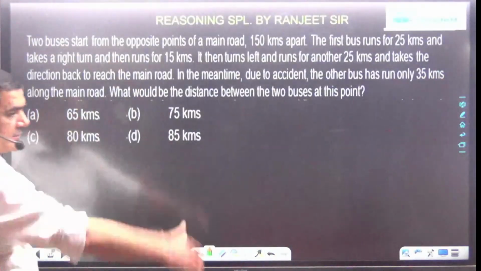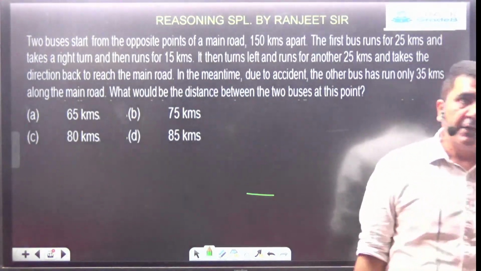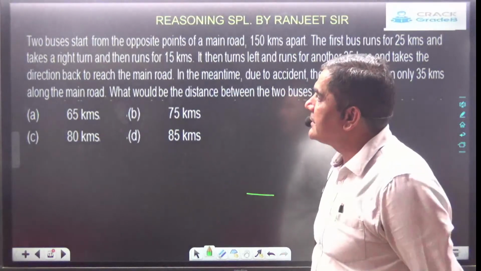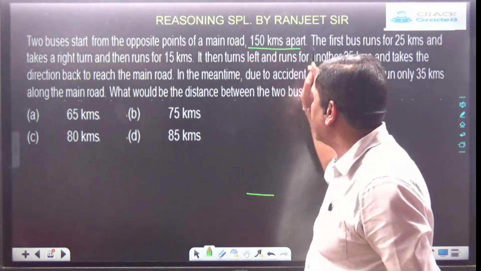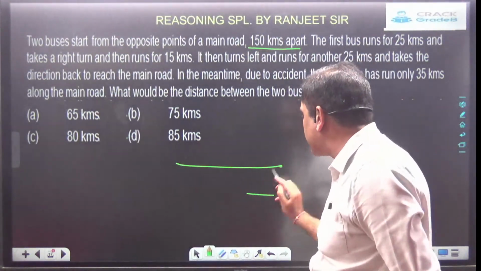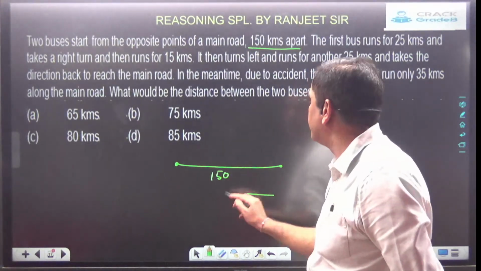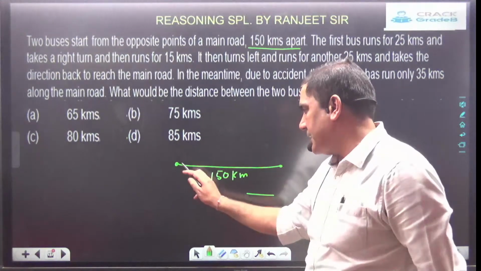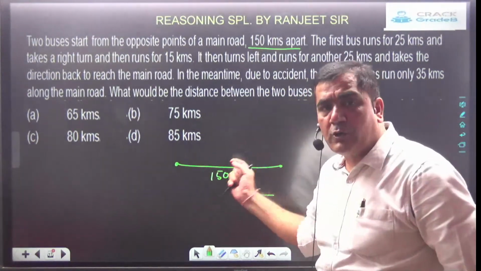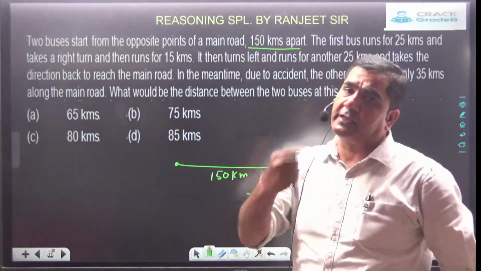So in this part, one more concept is left that we are going to cover in the next class. A question something like this, which has come in your banking examinations. See here what they are asking. Two buses start from the opposite points of a main road, 150 kilometer apart. Means what? Now the distance between these two has been given as 150 kilometer. So whenever any distance comes in between the two persons, how to get the answer of this question without plotting the map? This we will cover in the next class.